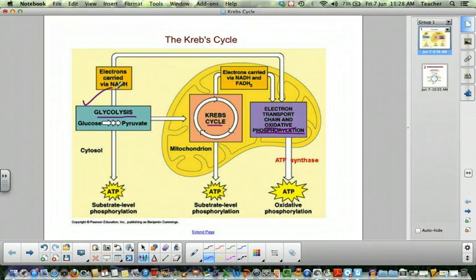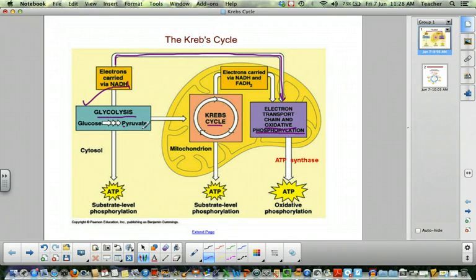Okay, so the NADHs, the two NADHs that were created during glycolysis, are now going to travel into the mitochondria, more specifically to the cristae of the mitochondria, to help make more ATP through oxidative phosphorylation. Okay?